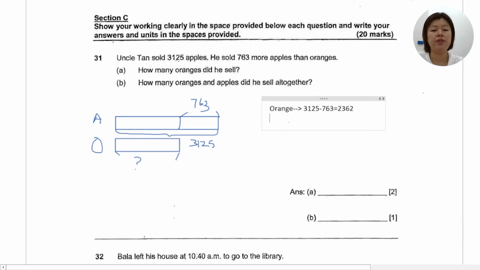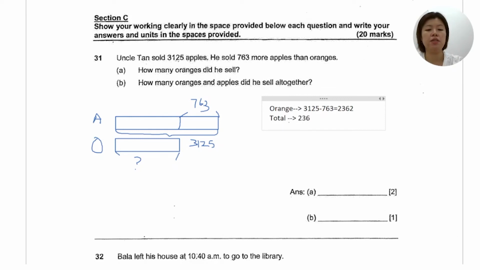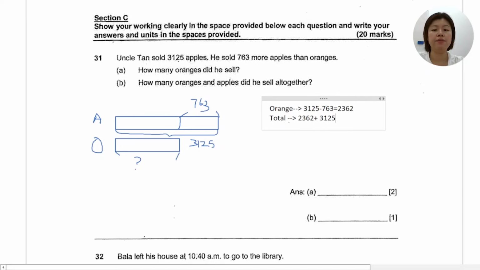And then if I want to find the total, apples and oranges will be 2,362 plus 3,125. Okay, it will be 5,487.